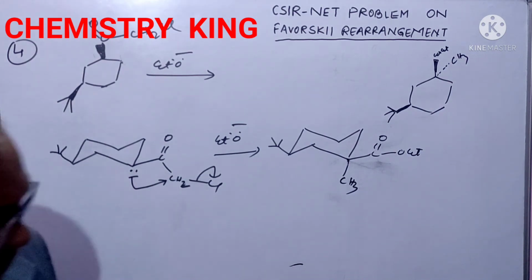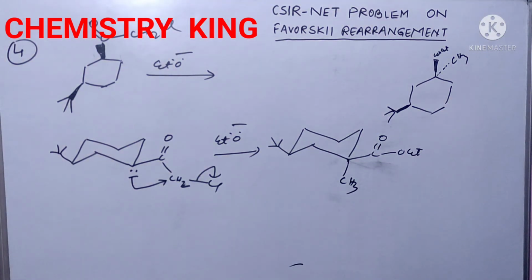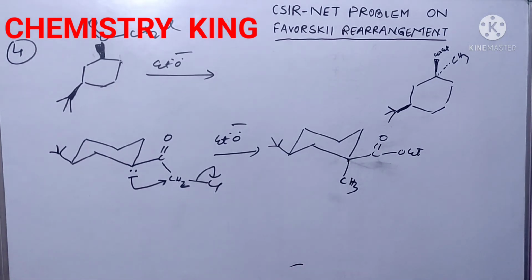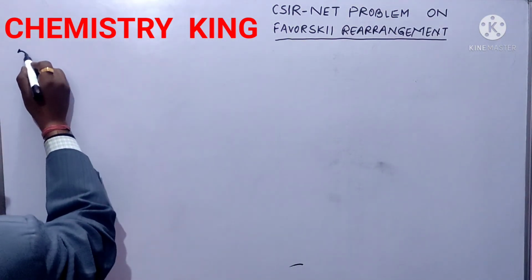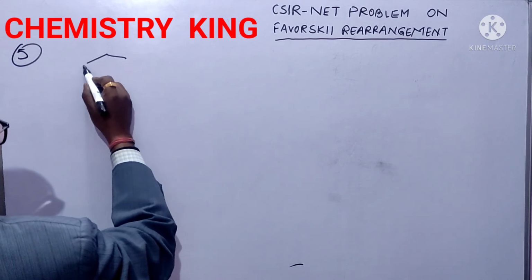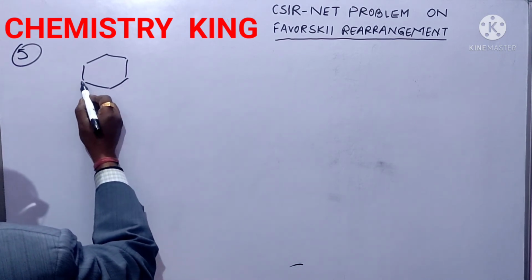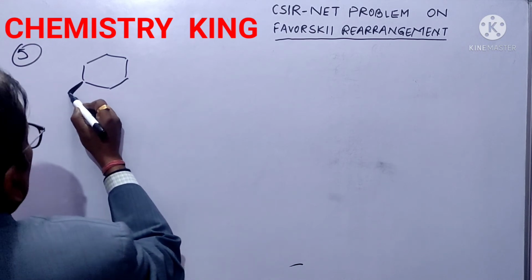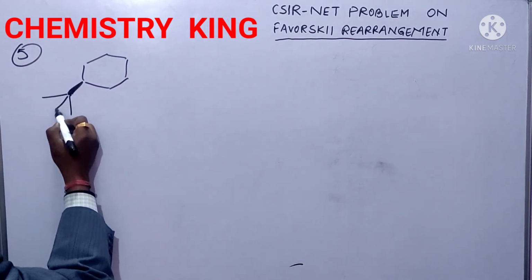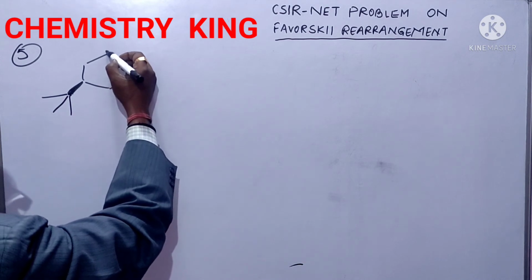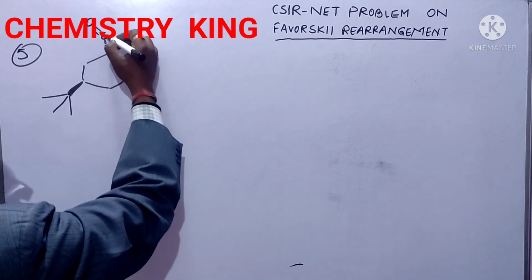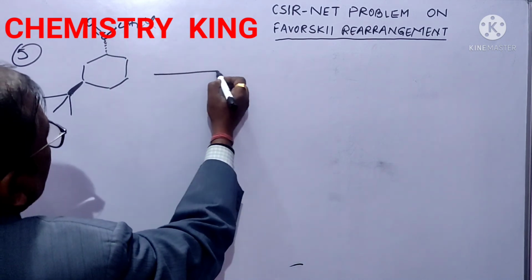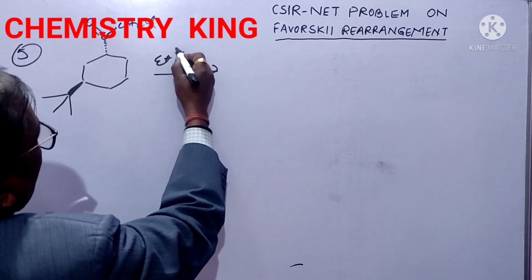This will be your product. Now we will proceed to the fifth problem. Fifth one is this. Hexagon, it is upside, tertiary 1, 2, 3. Suppose it is downside C double bond O CH2Cl, and it is allowed to react with ethoxide ion and ethanol.